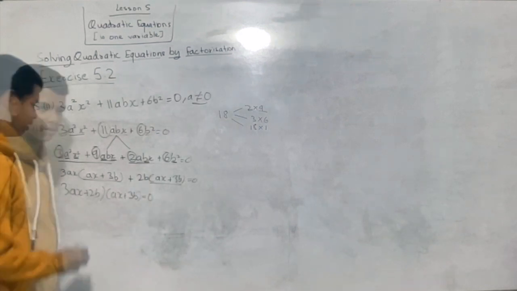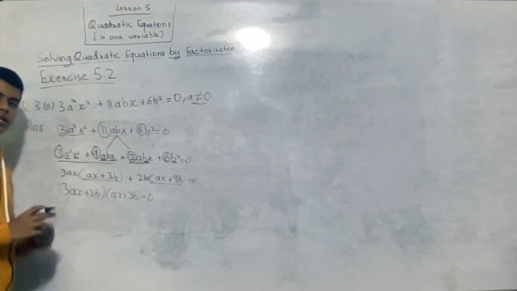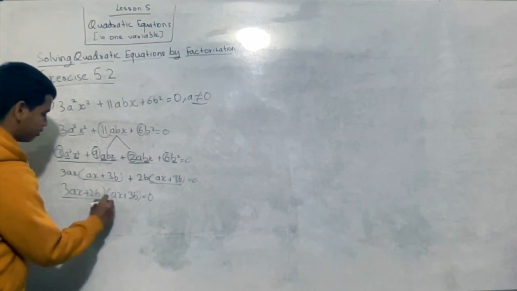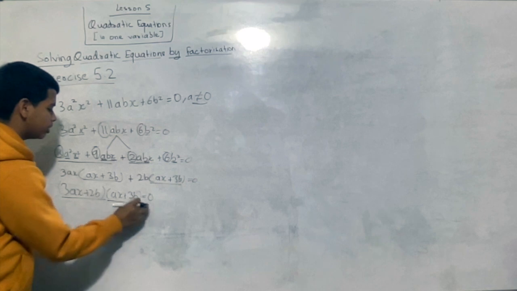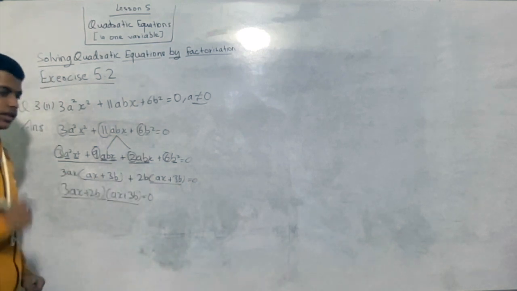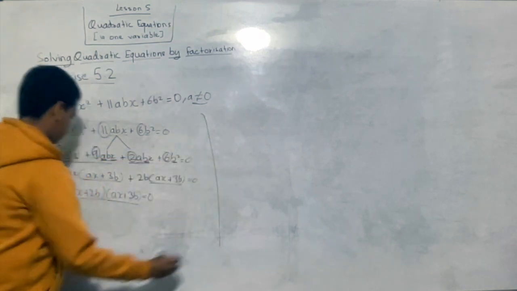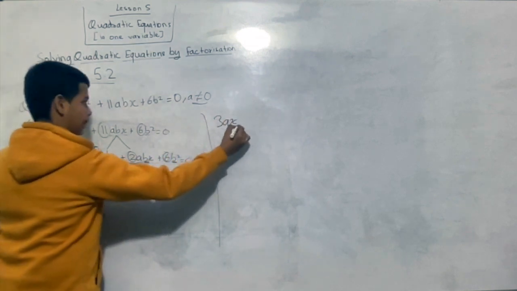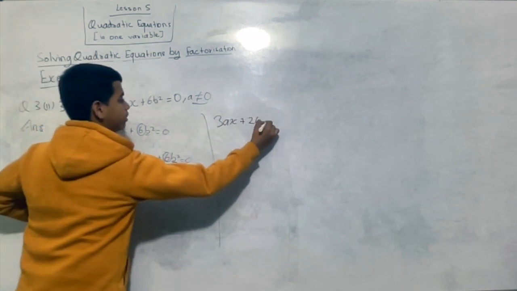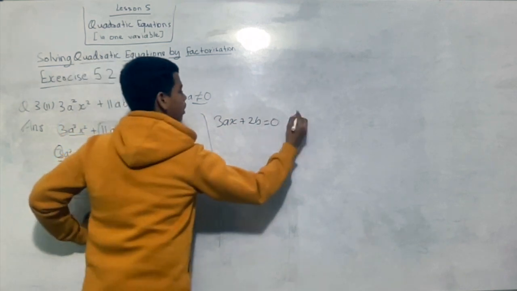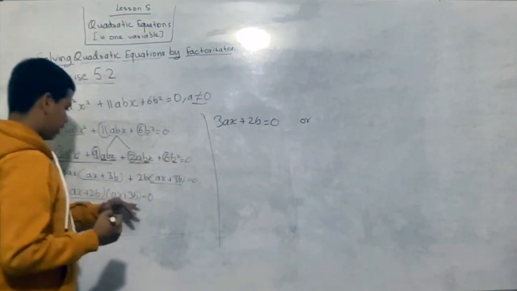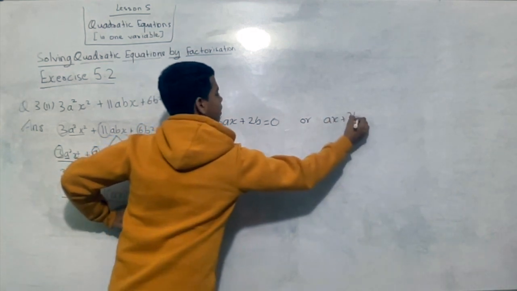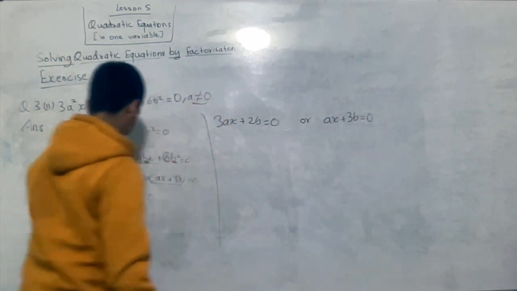to 0. Here what we can use is the zero product rule. Now for the zero product rule, we know that either this is equal to 0 or this is equal to 0. So let's try it out. So here 3ax plus 2b is equal to 0, or we can say that ax plus 3b is equal to 0.